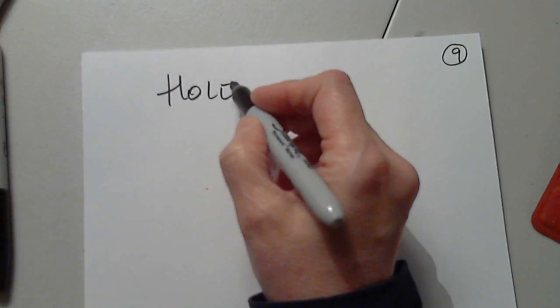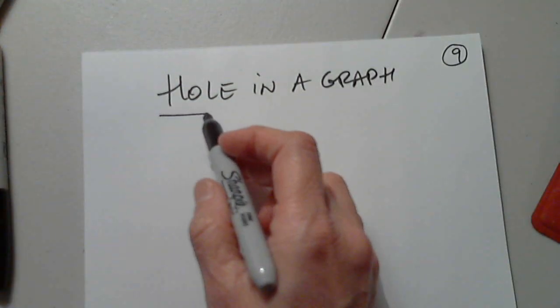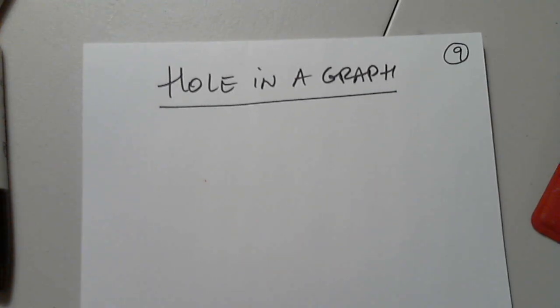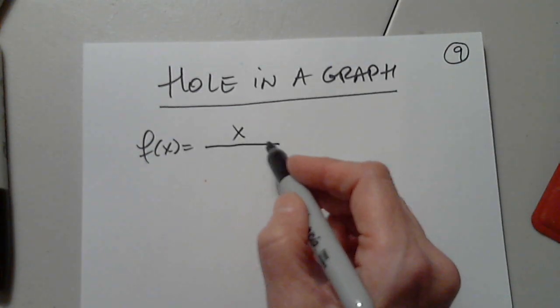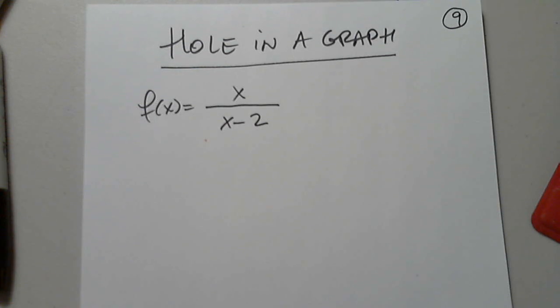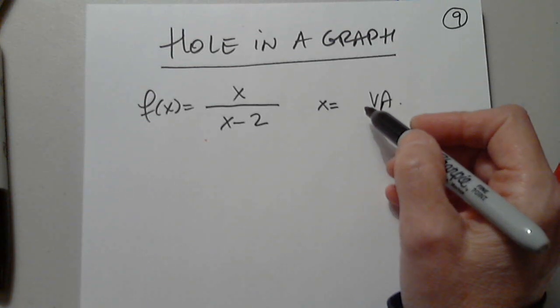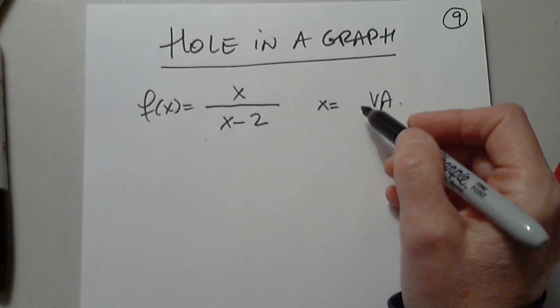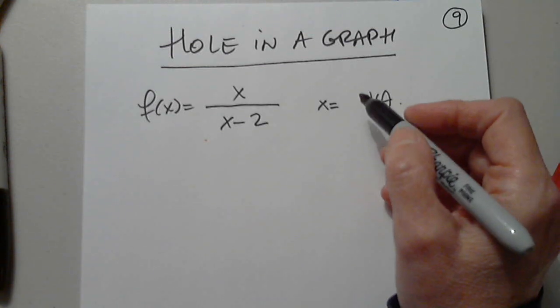So now I have one more thing to show you before we move on, and I think this is page 9. Hole, or hole in a graph. So if I have a function that is, let's say, x divided by x minus 2, does it have a vertical asymptote? Does it have a vertical asymptote? Wouldn't it be 1?